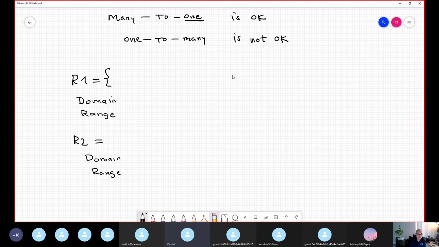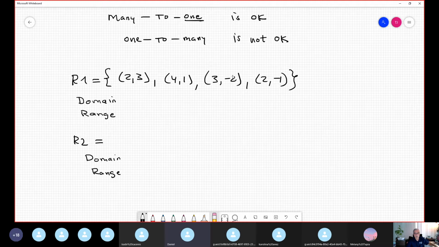Okay, the first relation is using this symbolic curly bracket, no? And you enclose in the parenthesis the ordered pairs (2, 3), (4, 1), (3, -2), (2, -1), and close this curly bracket. Well. The second is thinking about this. The answer is yes or no. Why? And determine domain and range. Just the new thing I want to practice.